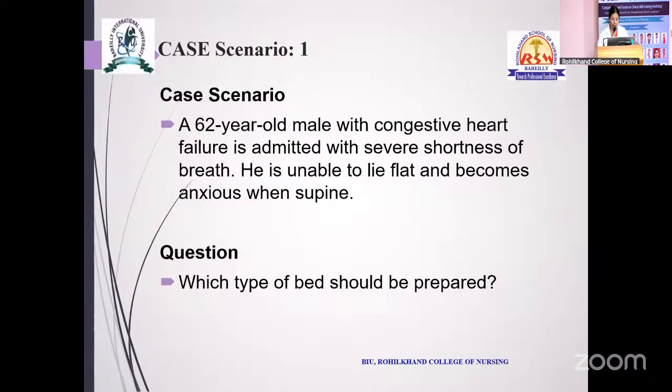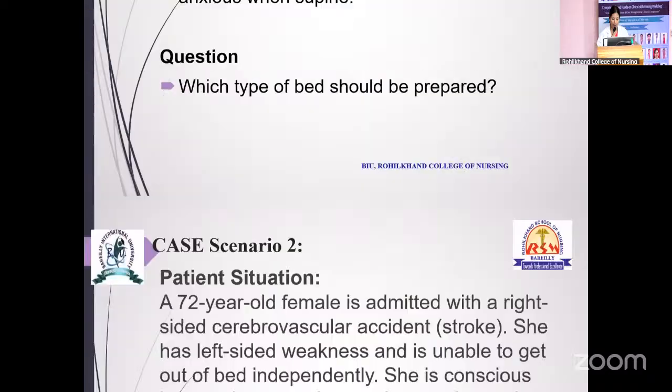So, a case scenario. The question is: a 62-year-old male with congestive heart failure is admitted with severe shortness of breath. He is unable to lie flat and becomes anxious when supine. So which type of bed should be prepared? Anyone guess the answer? Yes, right, cardiac bed, because the patient has congestive heart failure and shortness of breath. So we provide a cardiac bed.